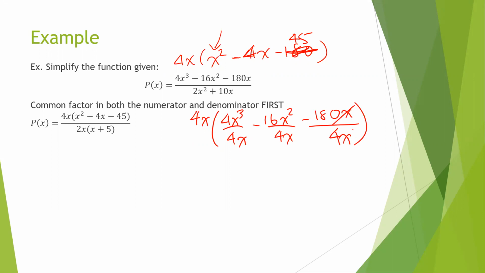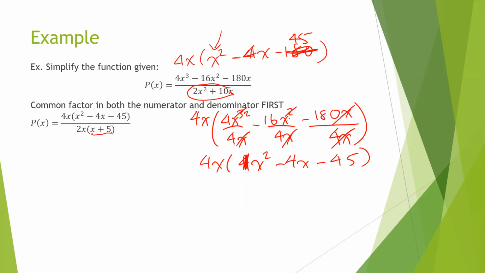So what we notice is obviously this cancels out. Like I said, x cubed and x cancels out, and x squared and x cancel out. So this actually reduces to 4x times x squared minus 4x minus 45. So this is what it ends up being factoring to. And the one at the top is actually pretty easy. You factor out the 2x, and then you're left with x plus 5 in the brackets.